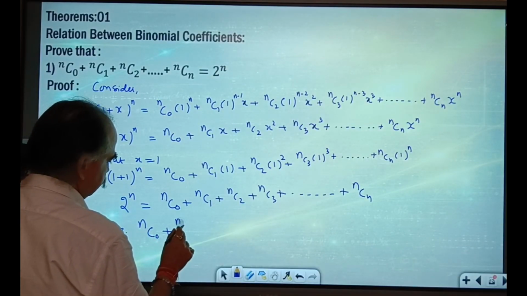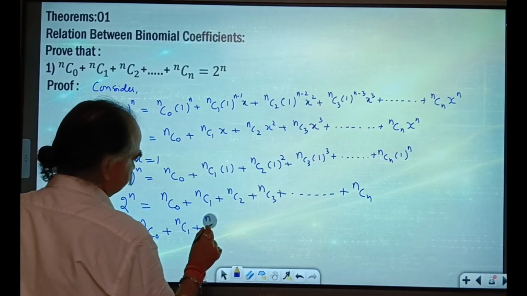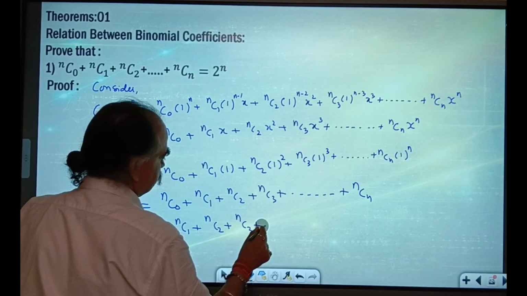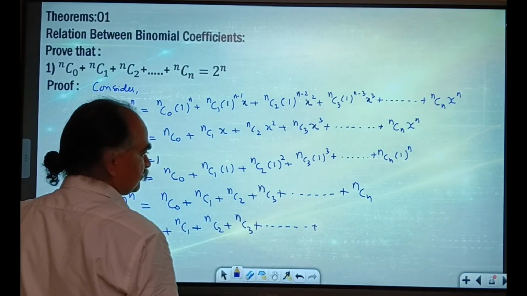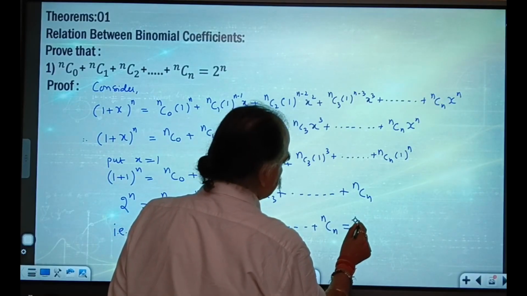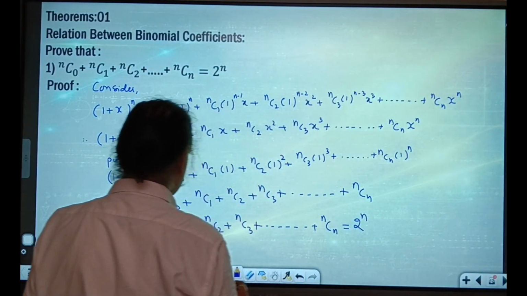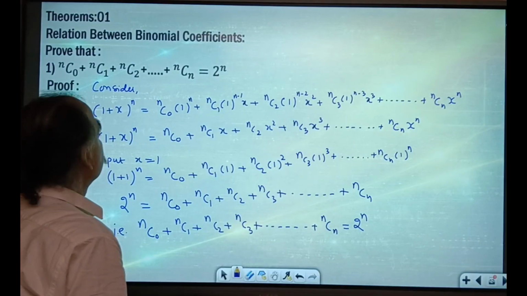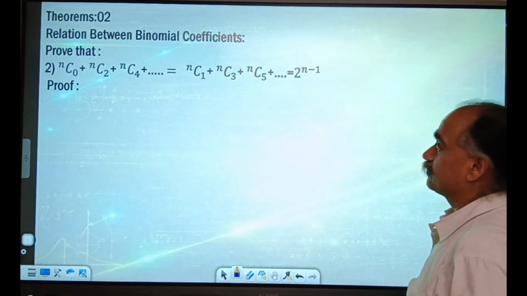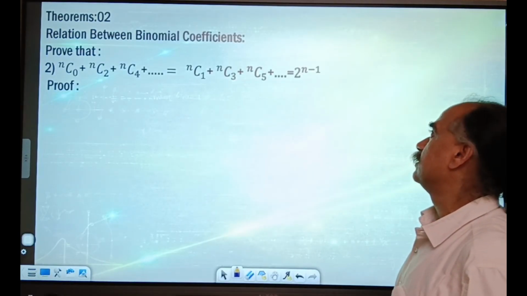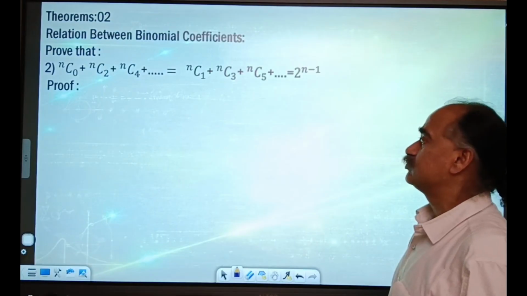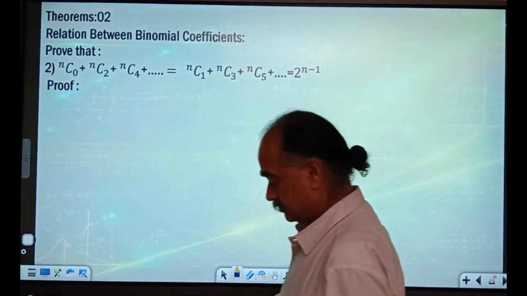That is, nC0 plus nC1 plus nC2, nC3 plus nCn is equal to 2 to the power n. Next theorem is nC0 plus nC2 plus nC4 and so on is equal to nC1 plus nC3 plus nC5 and so on is equal to 2 raised to n minus 1. See the proof.